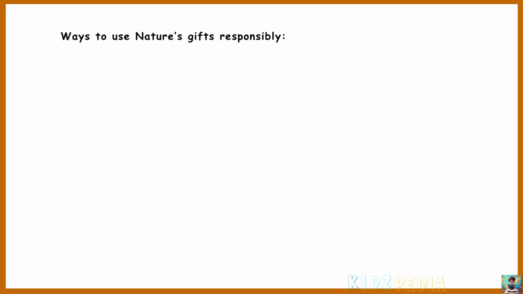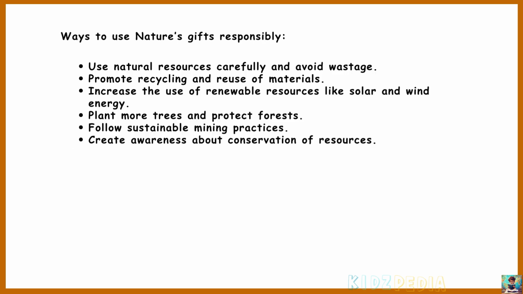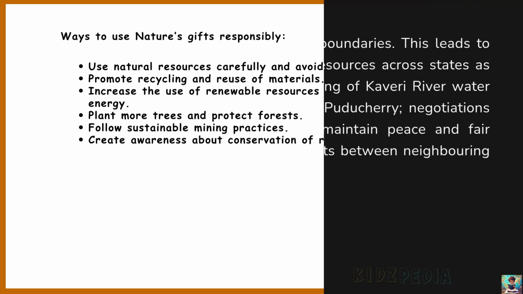Responsible ways to use natural resources. Use natural resources carefully and avoid wastage. Promote recycling and reuse of materials. Increase the use of renewable resources like solar and wind energy. Plant more trees and protect forests. Follow sustainable mining practices and create awareness about conservation of resources. So, natural resources should be used wisely so that both present and future generations can benefit from them.